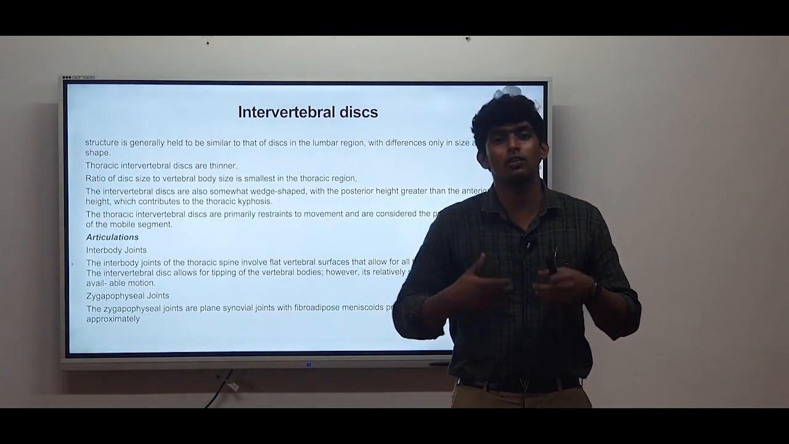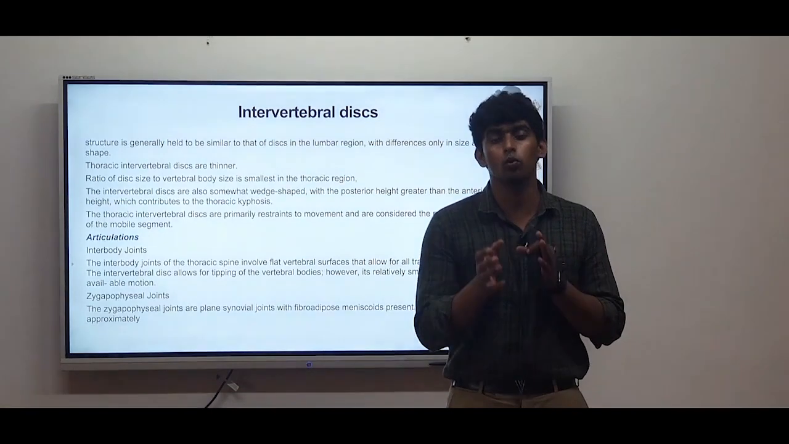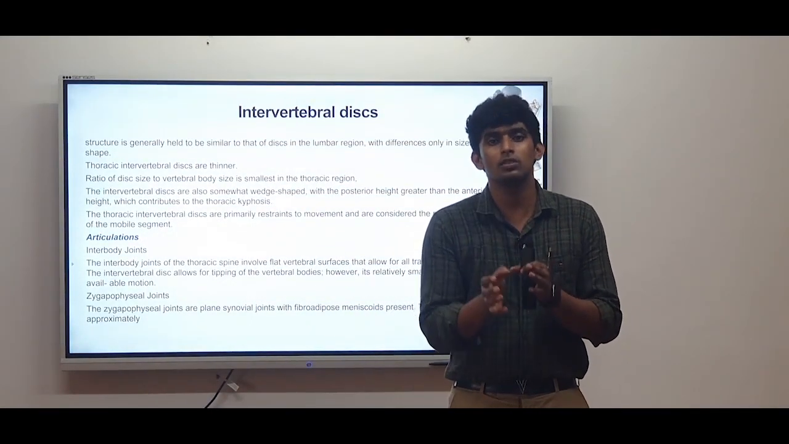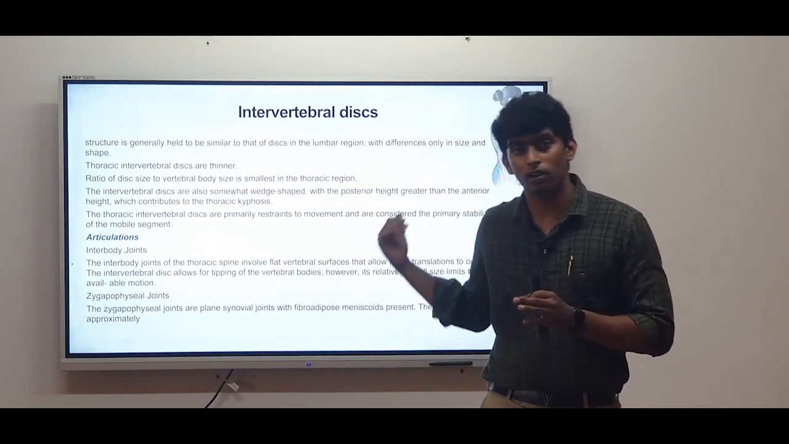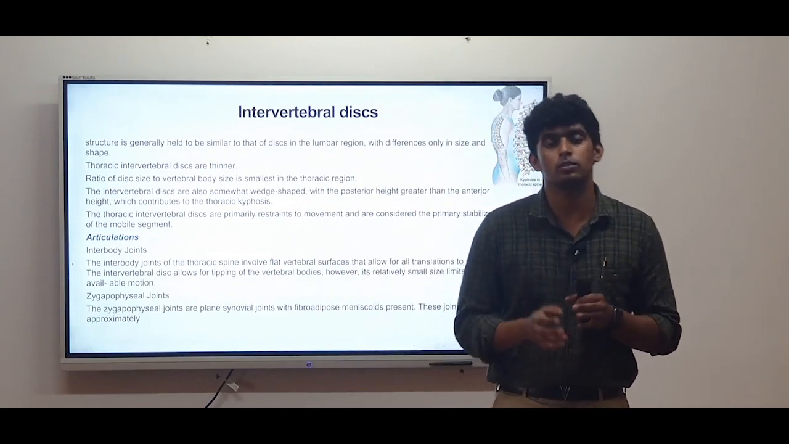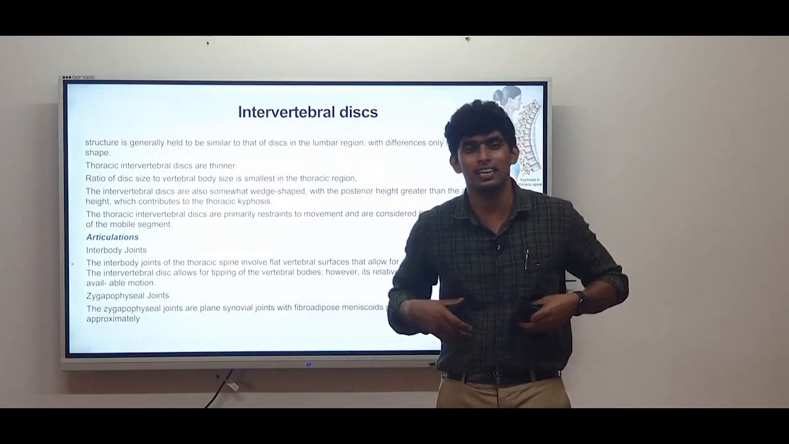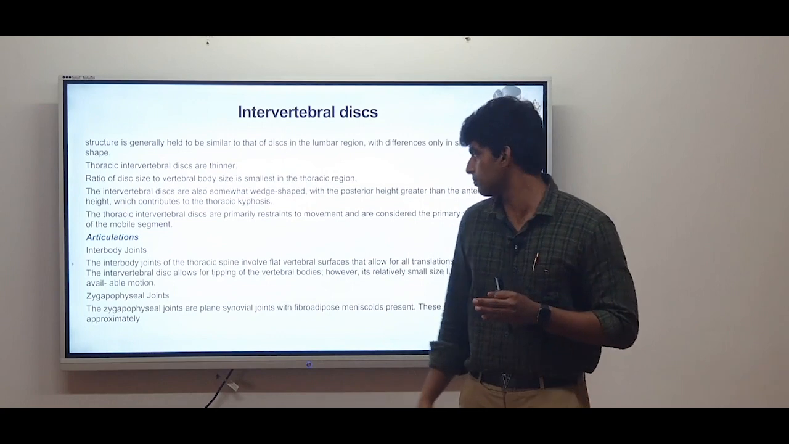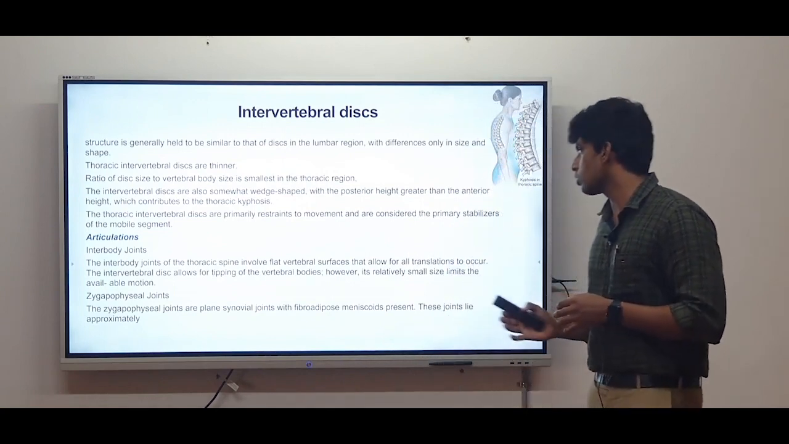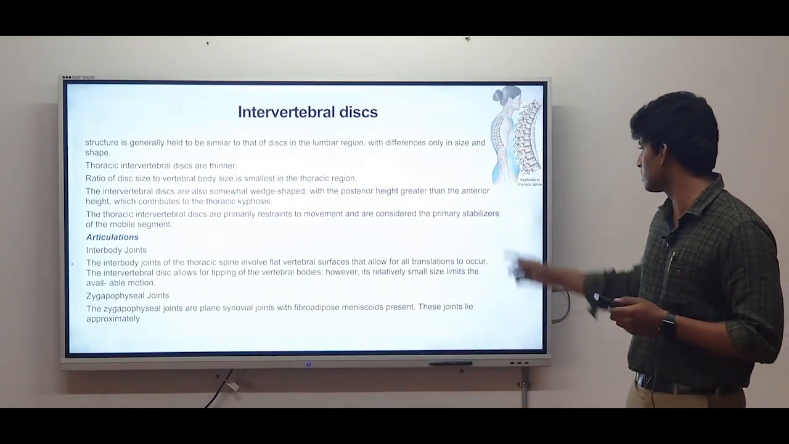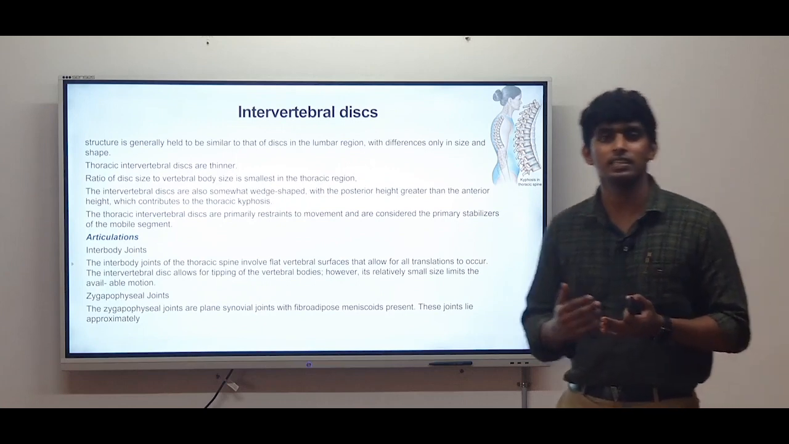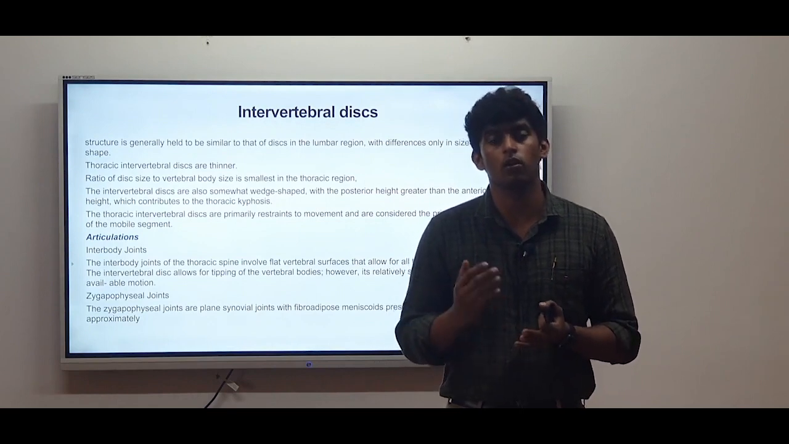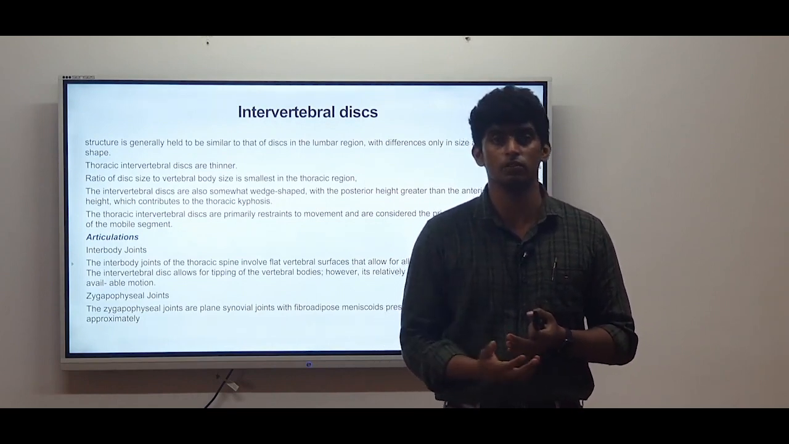If our thoracic vertebrae moved more frequently or were as flexible as the lumbar area, there would be more chances that our internal organs could get damaged. That is one reason why the thoracic area is not as mobile as the cervical and lumbar areas. Now the intervertebral discs are also somewhat wedge shaped, with the posterior height greater than the anterior height. That is one reason why we get the kyphotic posture, what we call the primary curve.